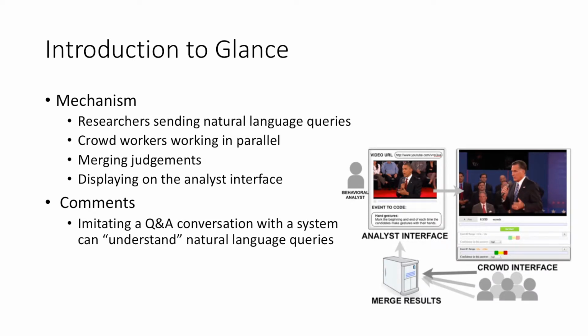To solve this problem, the authors propose a system called Glance. As we can see from the picture on the right, the question is asked, and some small clips of the video are sent to the crowd workers who label events in parallel. The judgments are then quickly merged together and displayed on the analyst interface, so that the analyst can get a response almost immediately. The picture shows an example of the use of Glance in the presidential debate in 2012, which we'll talk about later. The whole mechanism of Glance imitates a Q&A conversation by bringing research analysts close to an ideal conversation with a system that can understand natural language queries.